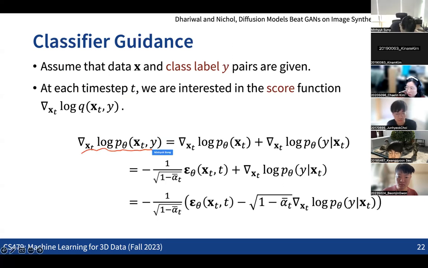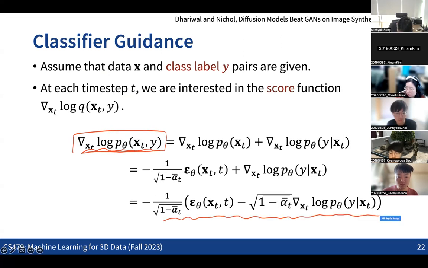If we decompose this score function for the joint probability of the noisy image and the class label, then we can see that it can be decomposed into this form. We have this score for the marginal distribution of x_t, which is the information we could already get from our noise predictor, right? And we also need some extra information for the second part. So let me clean this up.